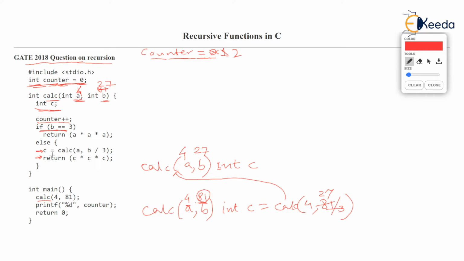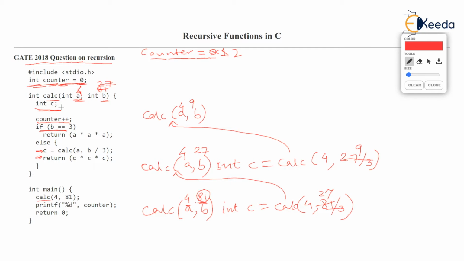So now C, the local C here, is becoming equal to recursive call function calc A comma, now A is 4, comma B upon 3, but B is this time 27, 27 upon 3. So this is going to be 9. So this recursive call now takes over. Calc A comma B, A is 4 and B is 9. So let's start all over again. This second parameter over here, first parameter is still 4, but the second parameter is no more 27, but it's 9.